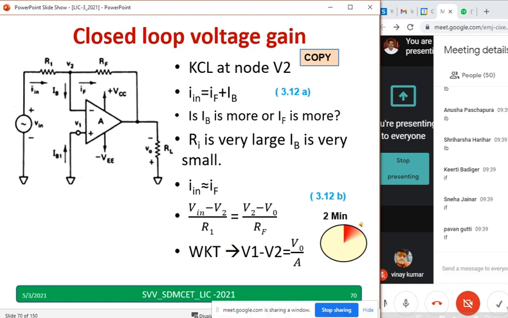IN equal to IF because IB is less. Why is IB less? Because Ri is very large. So IN you can say almost equal to IF. Hope most of you have copied. Only 3 lines you have to copy. IN is almost equal to IF. IN is given by the voltage difference (Vin minus V2) divided by resistance R1. Similarly, (V2 minus V0) divided by RF. And we know that V1 minus V2 equal to V0 by A. So I'll give another 2-3 seconds. Then we'll go to the next slide.